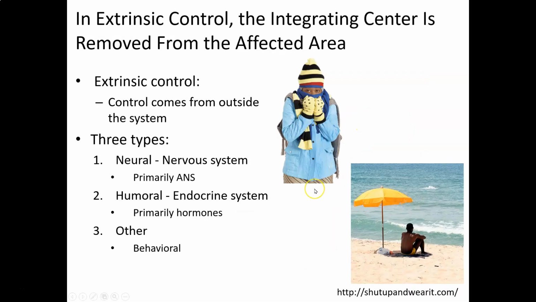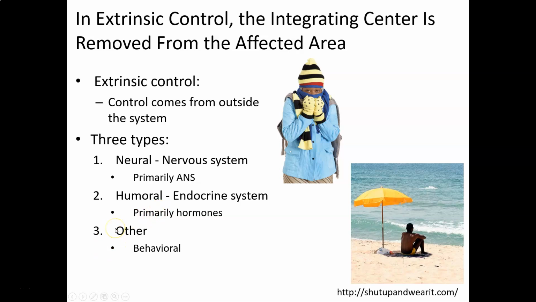If it doesn't happen intrinsically, it has to happen extrinsically. Extrinsically means it's from outside the system. And there's three types of extrinsic control typically. The first is neural, which is the nervous system. And again, according to one of Cannon's postulates, which makes sense, that's due primarily to the autonomic nervous system, the ANS. And so whether it's the sympathetic or parasympathetic, right, that helps to control whatever variable we're talking about by the nervous system. The next one is called humoral. Humoral means it's carried in the blood. And so that's generally the endocrine system that's doing that. And since it's the endocrine system, it's primarily hormones that control that aspect of it. So that's our humoral portion.